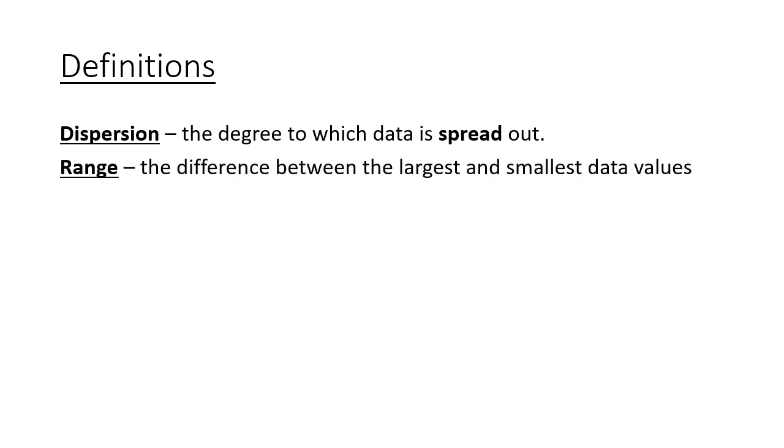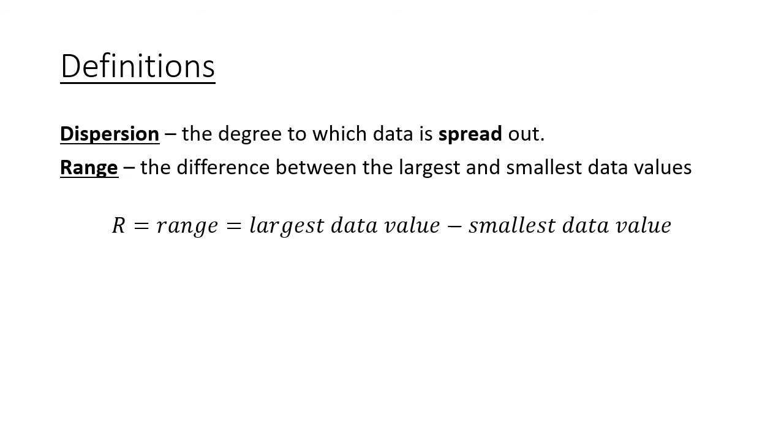The first way we can talk about how the data is spread out is with the range. The range is simply the difference between the largest and the smallest data values. What is the range of the data? How far do they go in either direction? Like I said, for range we use the capital letter R, and we just subtract those two data values.